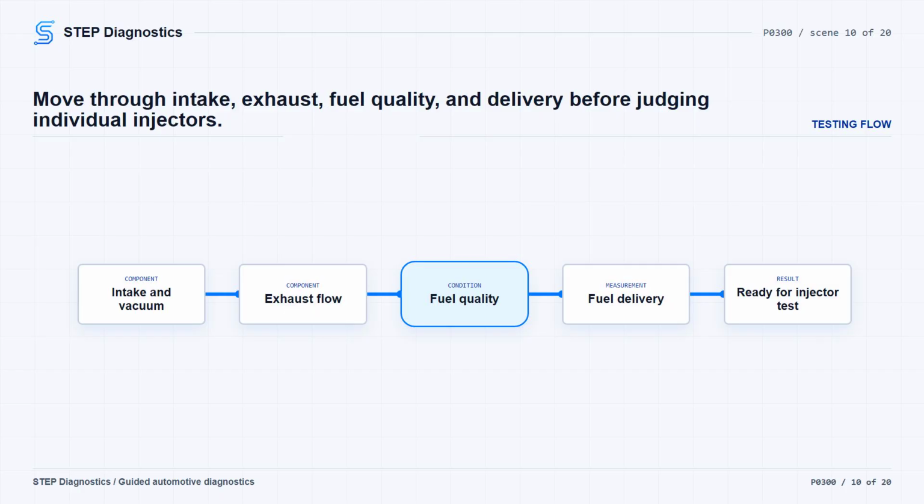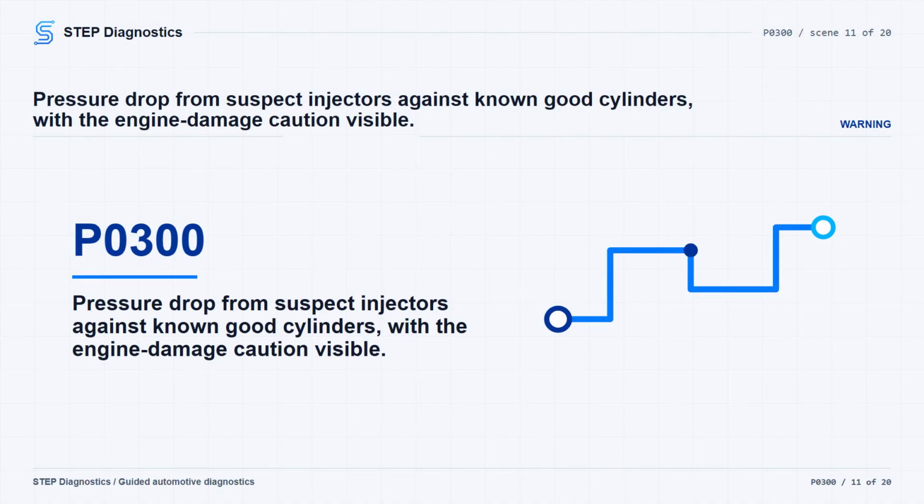Next, check fuel quality. Look for water in the fuel, wrong fuel type, old or contaminated fuel, and low fuel. Also check for proper ethanol level in the gasoline. If the fuel is bad, replace the fuel and, if necessary, flush and clean the fuel system, then verify the repair. Once fuel quality is handled, the fuel delivery side has to pass before the injector comparison means anything.